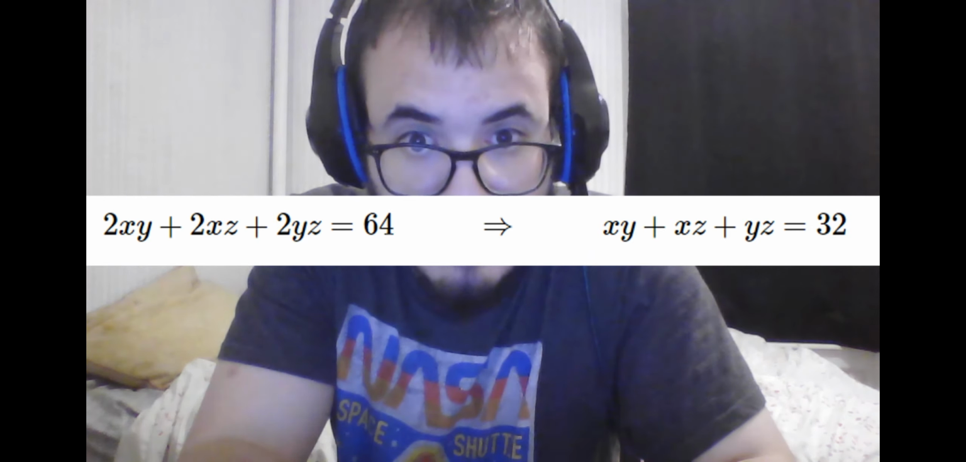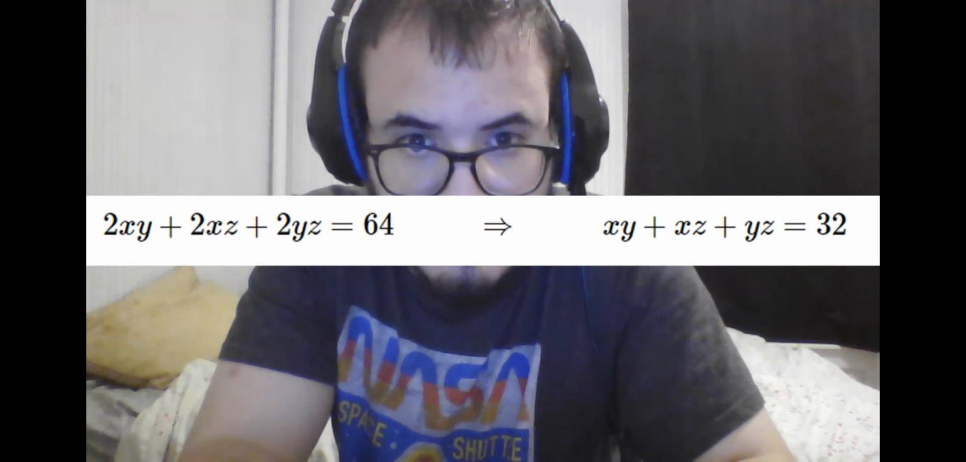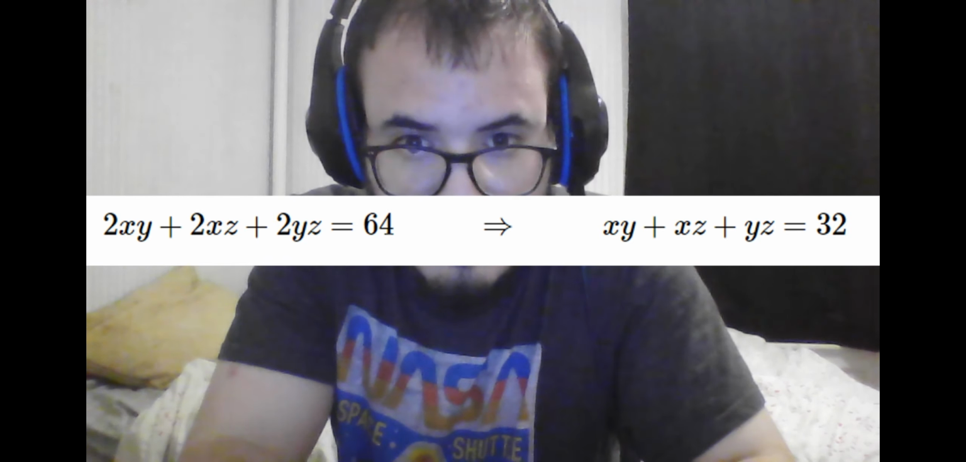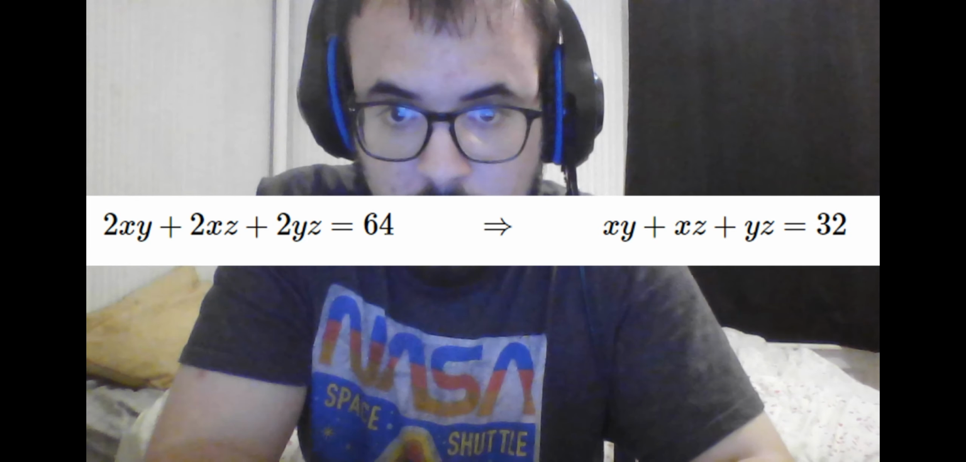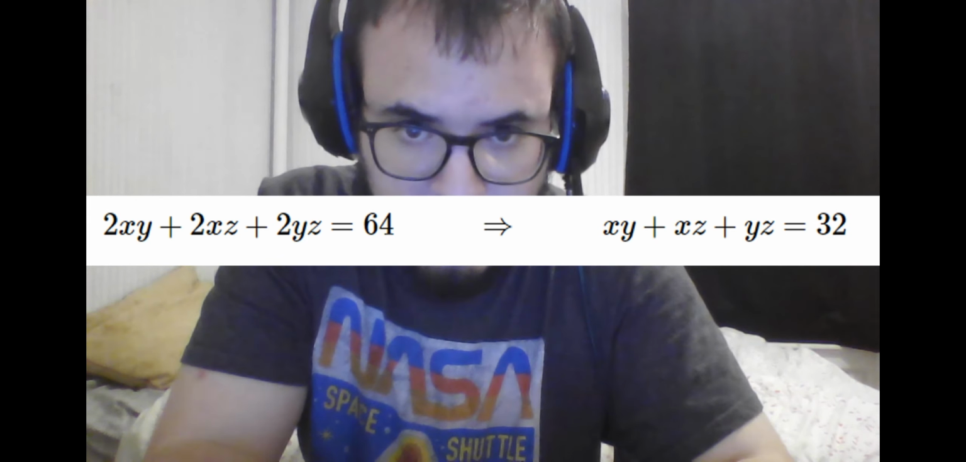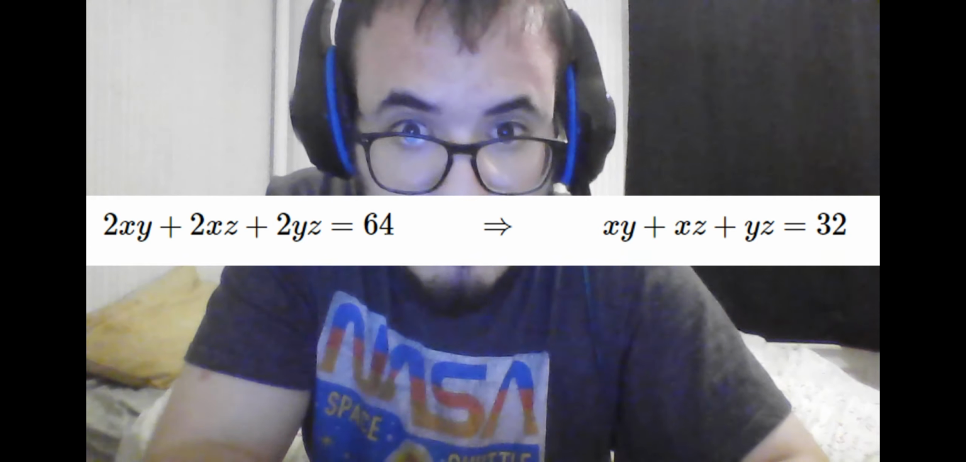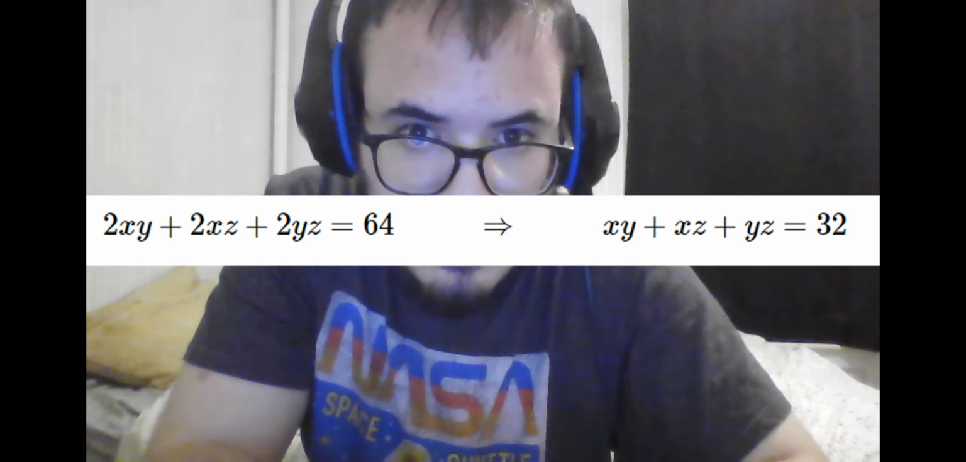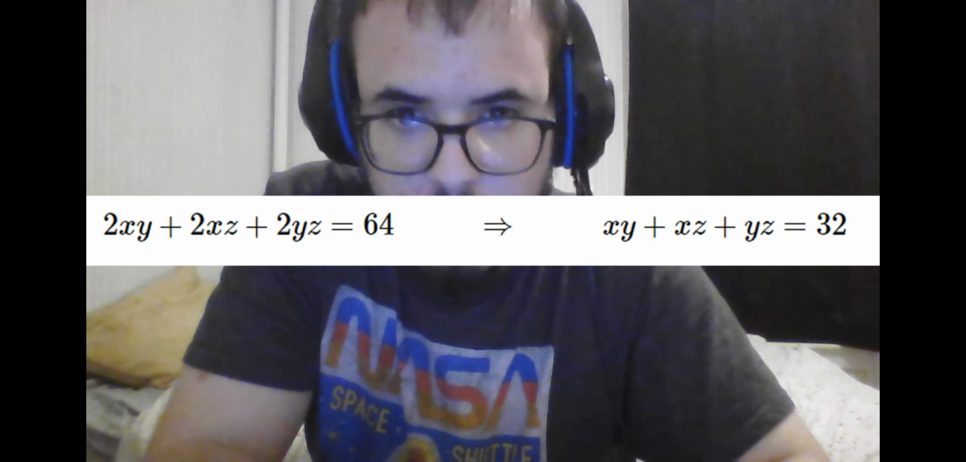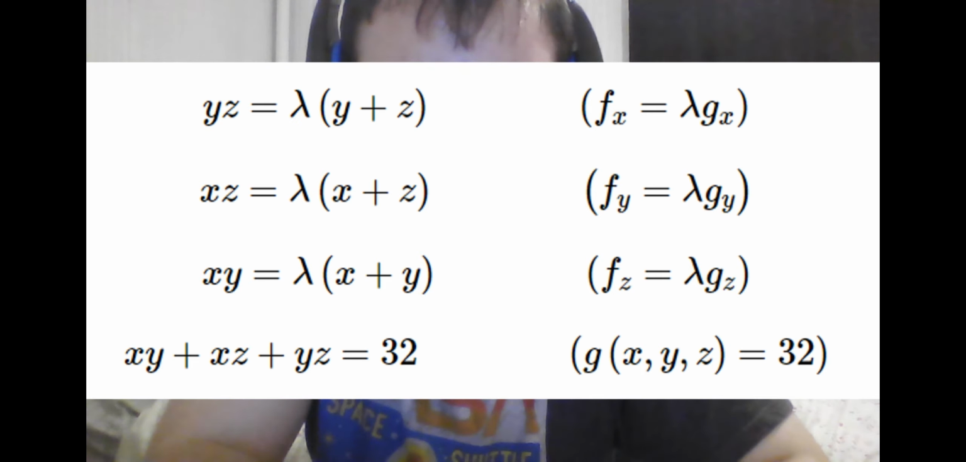And since we have a common factor of 2 on everything, we can divide both sides by 2 to get 32 on the right hand side instead. So now that we know exact formulas for f and g, we can use the Lagrange multiplier method given earlier, which would be partial derivative of f with respect to x equals lambda times partial derivative of g with respect to x, and we do the same thing for the y and z components.